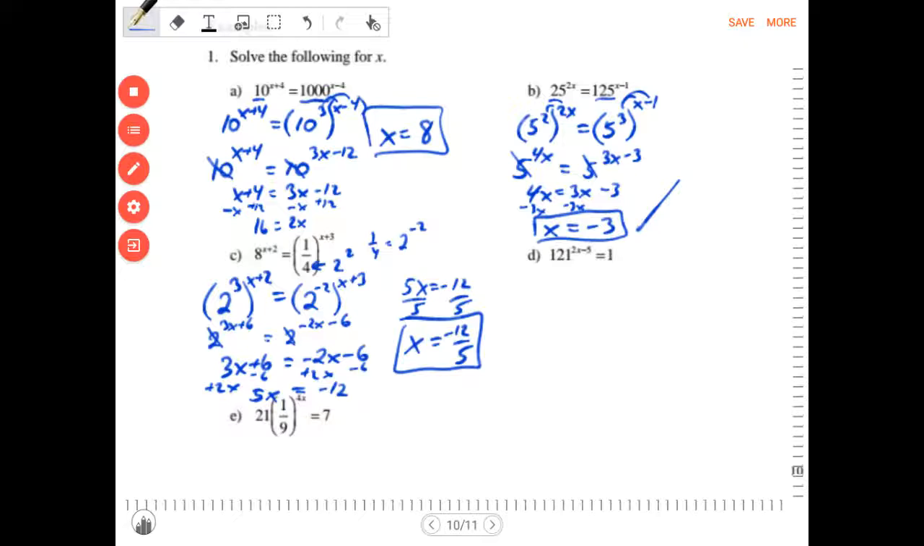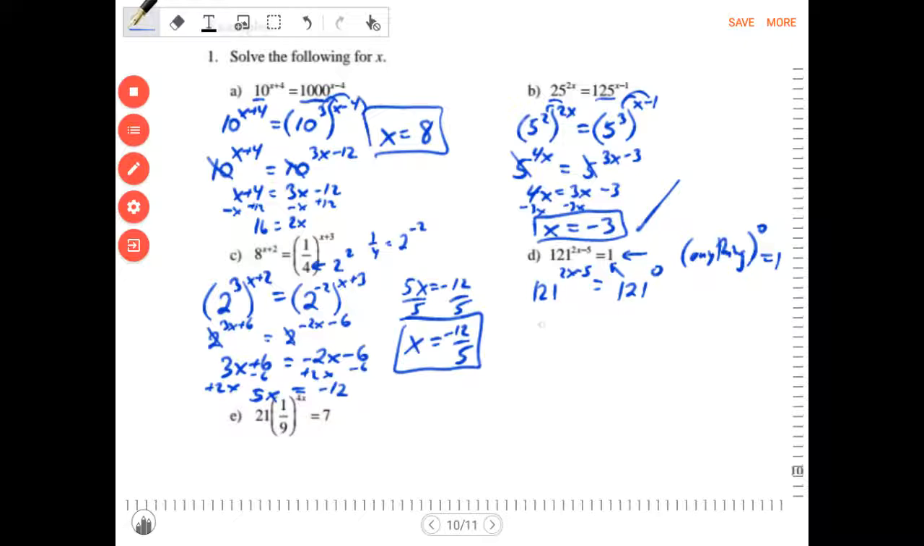Now the next one: 121 to the 2x minus 5 equals 1. I'm going to introduce a little trick to you guys so that you can see this better. Now, 1 gets to be an awful lot of things. Hopefully you remember that anything to the 0 equals 1. So really, if I want the same base here, I can say that 1 is 121 to the 0. Does that make sense? Because 121 to the 0 is 1.